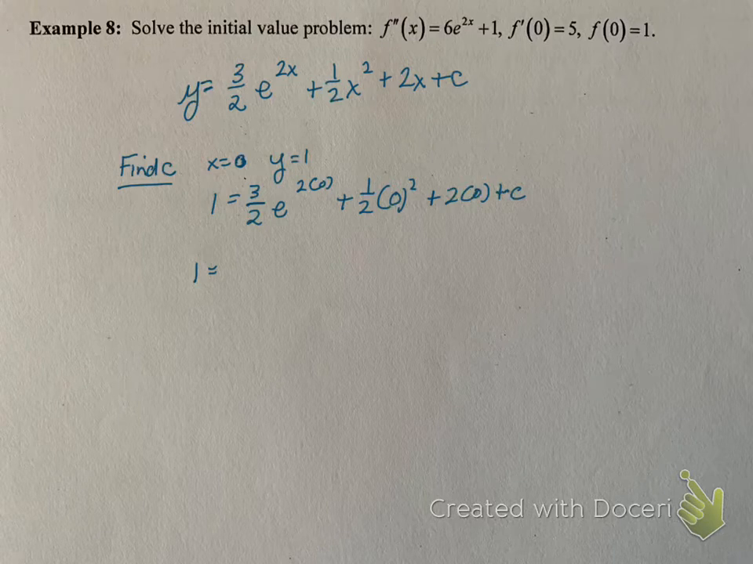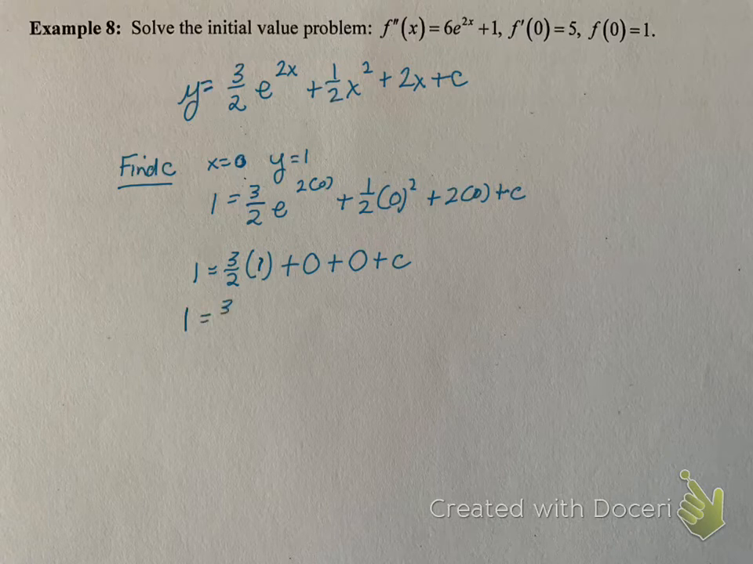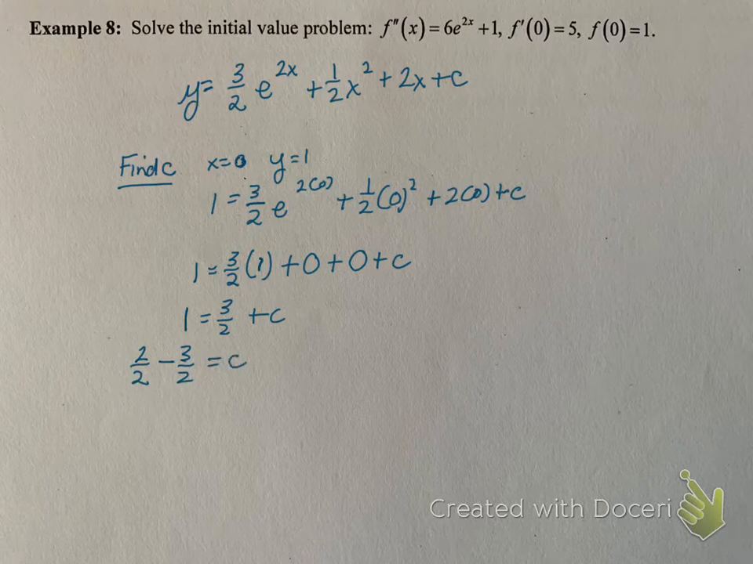So this looks like this. 1 equals 3 halves times e to the 0, which is 1. And then I have plus 1 half times 0, which is 0. And then I have 0 times 2, which is 0, plus c. So I get 1 equals 3 halves plus c. So if I find a common denominator, I have 2 over 2 for 1. And then I'm going to subtract 3 halves. That's going to give me my c value. So c equals negative 1 half.